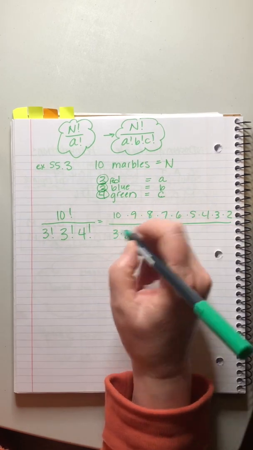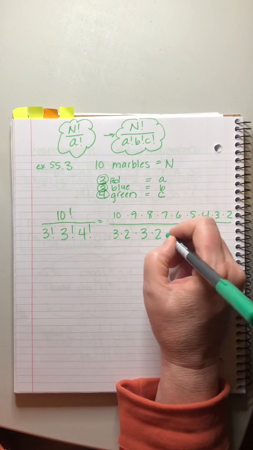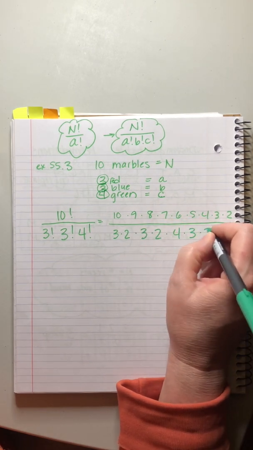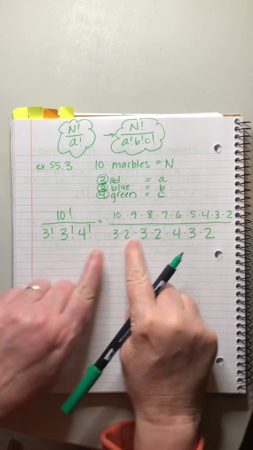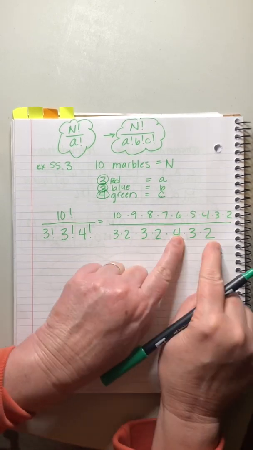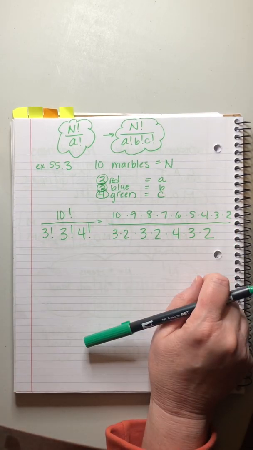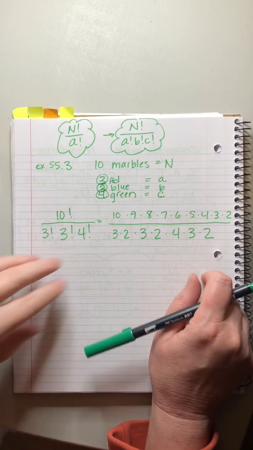3 times 2. I'm going to leave the ones out. Times 3 times 2 times 4 times 3 times 2. Right? That's 3 factorial without the 1. That's 3 factorial without the 1. That's 4 factorial without the 1. That's 10 factorial. All right, so what we do now is just play around and see what we can eliminate.